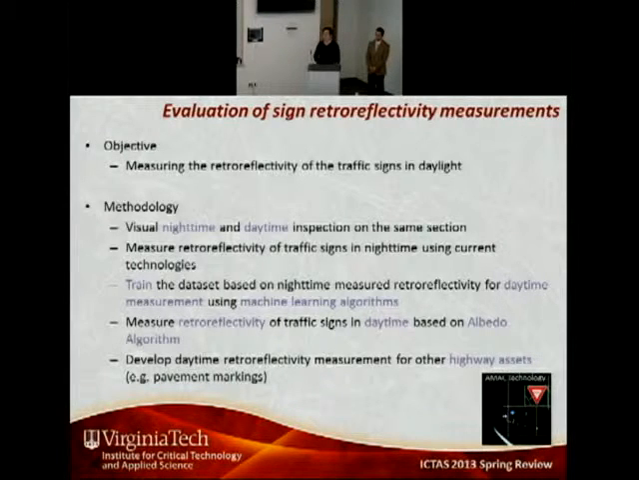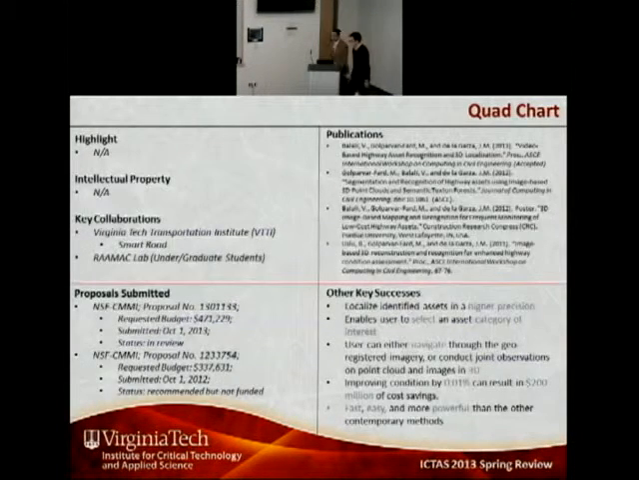It means that being able to measure retroreflectivity in daytime is not limited only to traffic signs. There are other asset items on highways that need to have retroreflectivity, and having this ability will make us capable of measuring retroreflectivity for them. Vahid will be explaining the quad chart in the next slides and wrap up. Thank you, Omid.